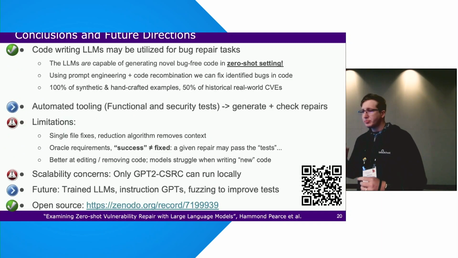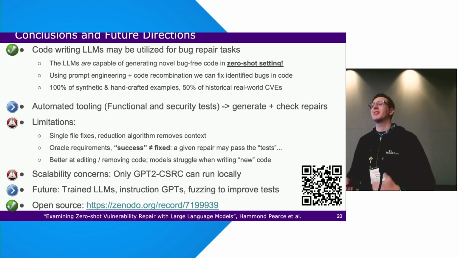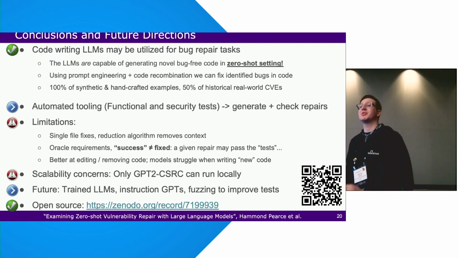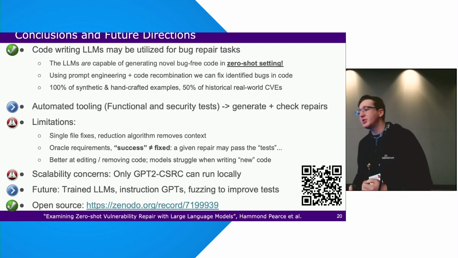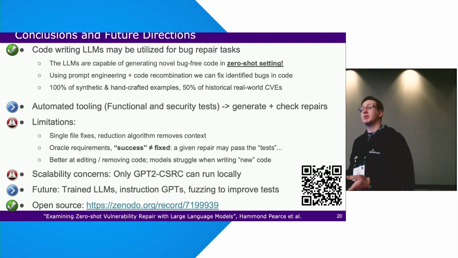So for conclusions, we know now that code writing language models can be utilized for bug repair tasks. This is particularly true now that ChatGPT has come out, and we don't have to worry so much about doing the complicated prompt engineering, because the instruction models are so good at following what we want them to do. Using prompt engineering, we did come up with fixing bugs in the code, but it's maybe not so difficult as it needs to be anymore. We fixed 100% of our synthetic handcrafted examples, which we know weren't in the training data, 50% of the historical real-world CVEs, which might have been in the training data, but the fixes were different enough that we weren't too worried. Automated tooling, we proposed this framework.